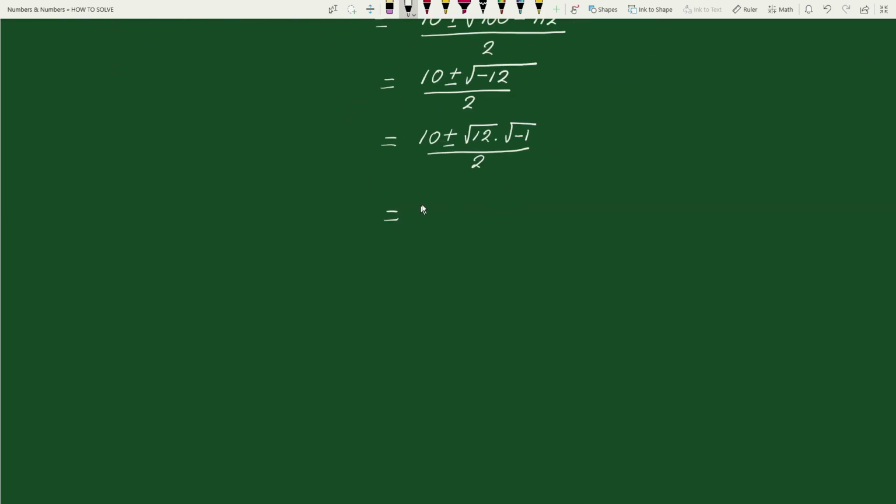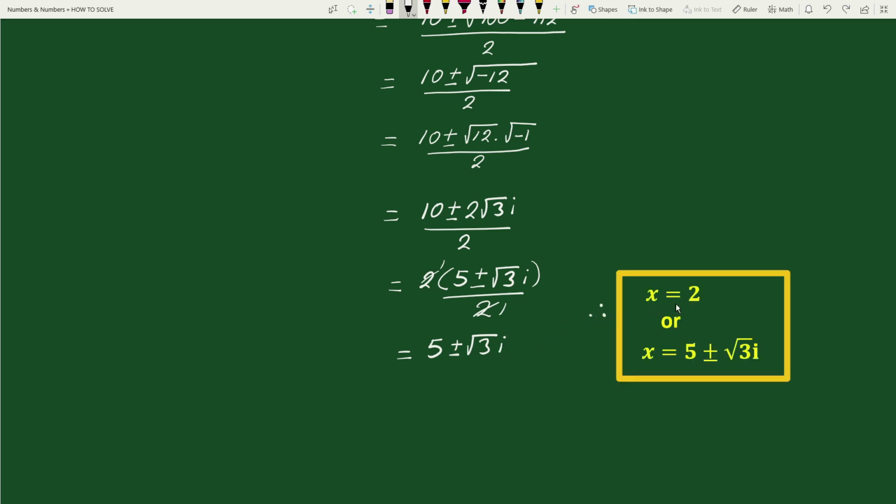This equals 10 ±, we can write √12 as 2√3, and we can write √(−1) as i, over 2. Taking out the common factor from the numerator, we can write this as 2 times (5 ± √3 i) over 2. Here the 2s reduce, so this equals 5 ± √3 i.